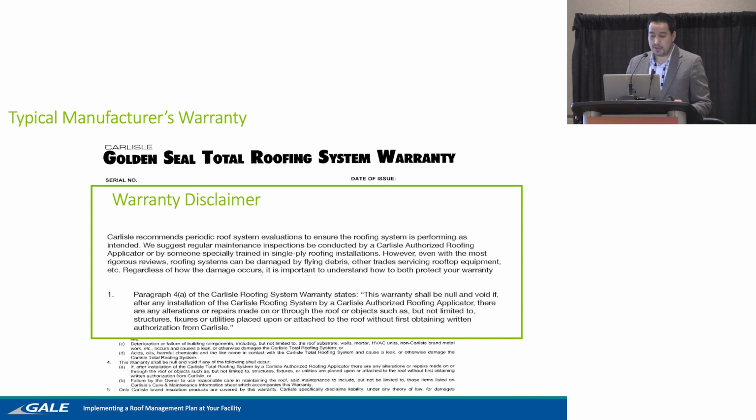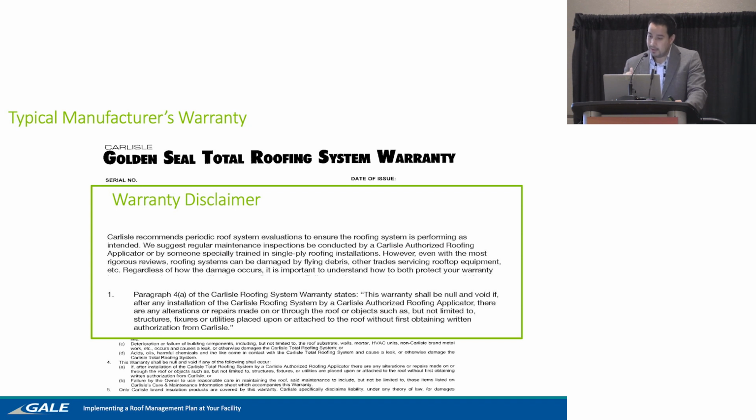Carlisle recommends periodic roof system evaluations to ensure the roofing system is performing as intended. We suggest regular maintenance, there's that word again, inspections be conducted by Carlisle's authorized roofing applicator or someone specially trained in the single-ply roofing installation. Now we're getting a little more specific. Now they're coming in saying, okay, hold on a second. If you're going to go up on that roof, this is what we want.